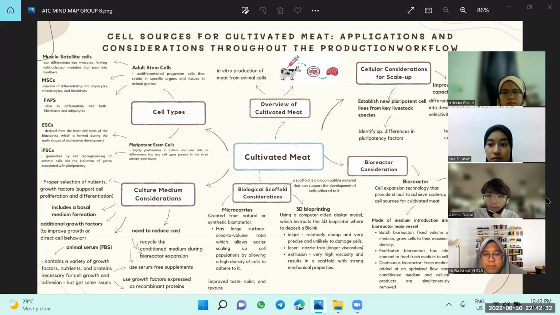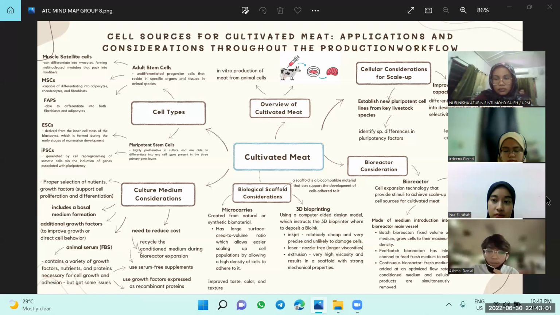to dynamically culture the vessel content in suspension. Next, the hydraulic bioreactor or hollow fiber bioreactor involves seeding the cells in a matrix with porous hollow fibers to allow cells to adhere to the hollow fiber surface where the medium may also circulate. And lastly, the pneumatic bioreactor, which accomplishes mixing via gas purging. So I think that's all from me. I'll pass to the next person to continue this presentation.